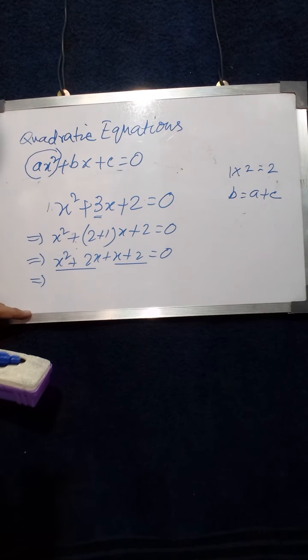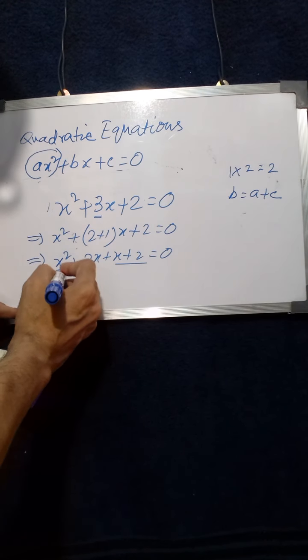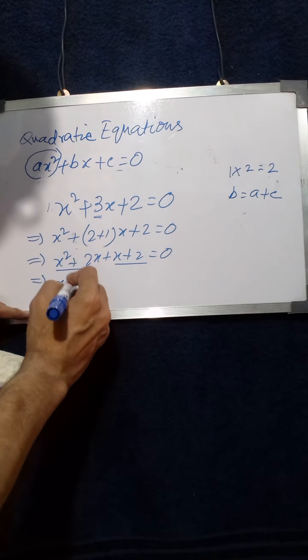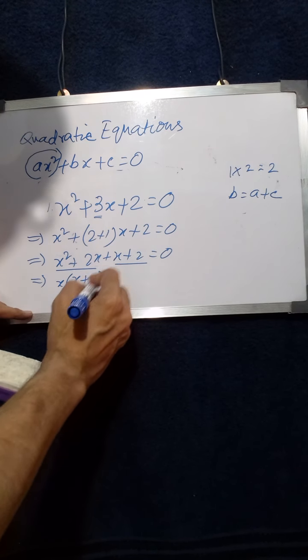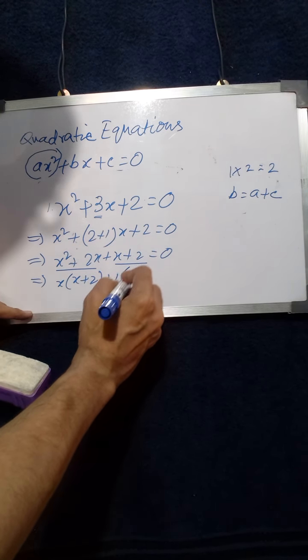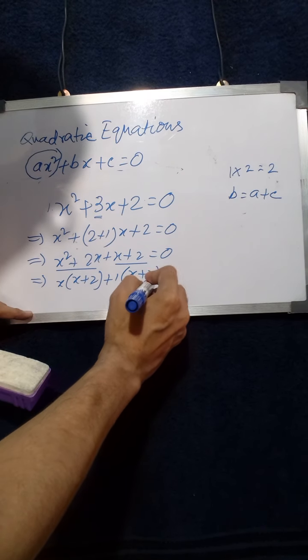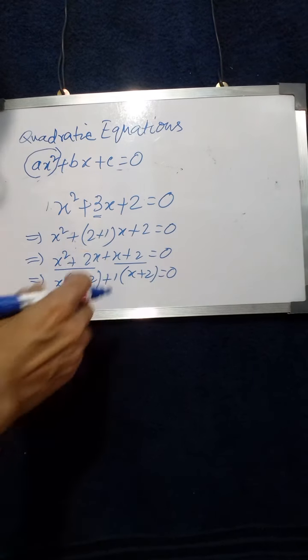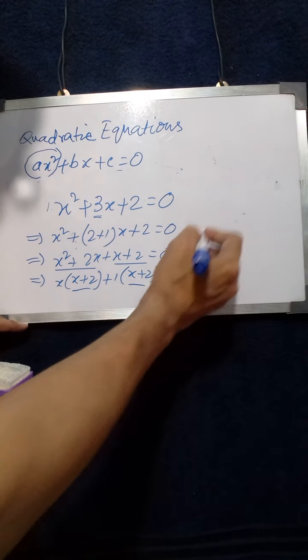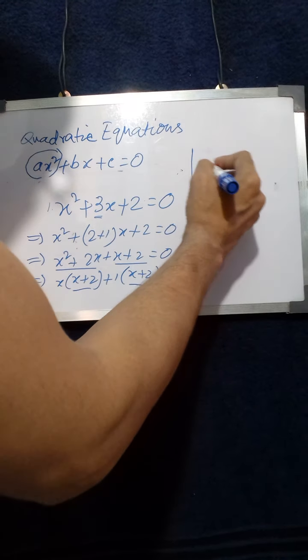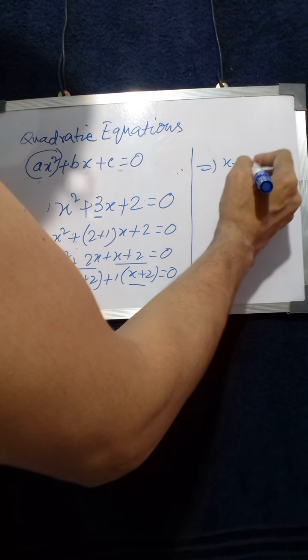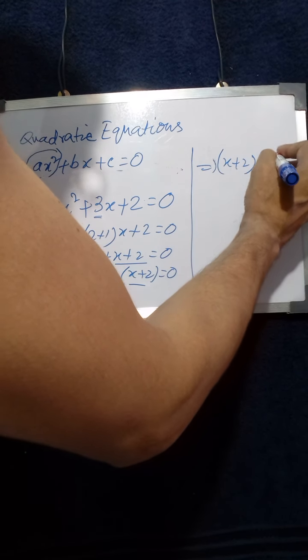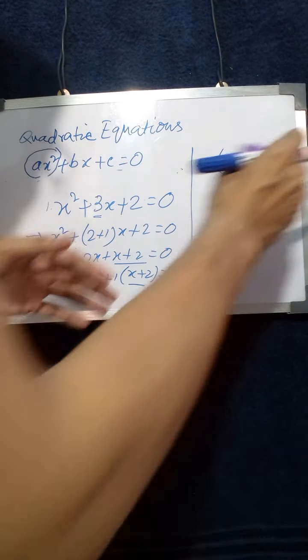Now group these four terms. Take the common terms outside, x plus 2, here the common factor is 1. x plus 2 is the common factor, so x plus 2 and remains left x plus 1 is equal to 0.